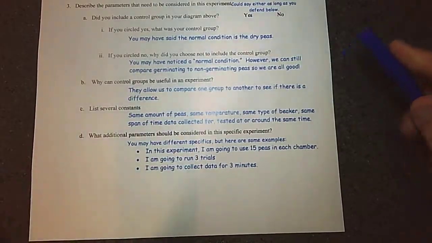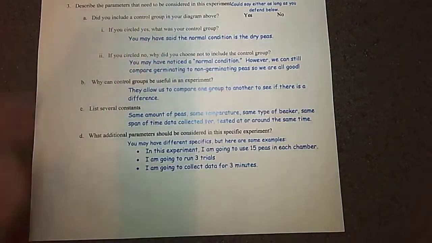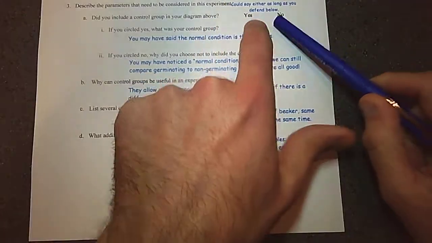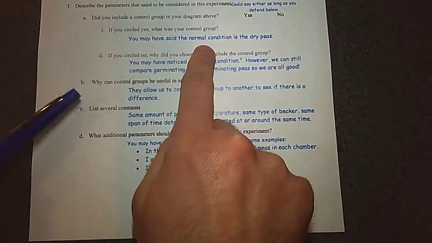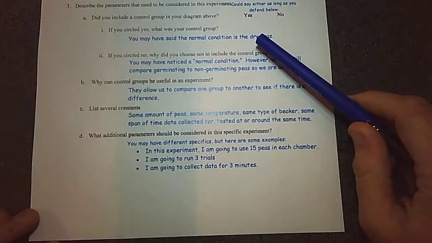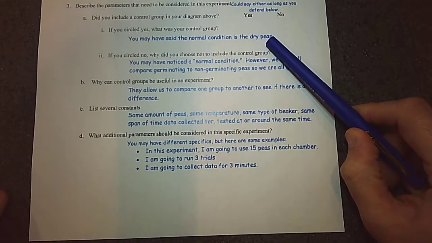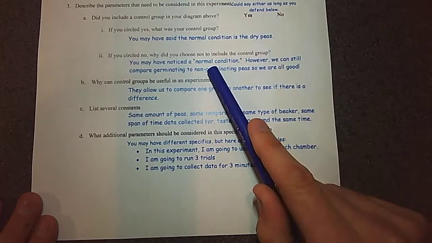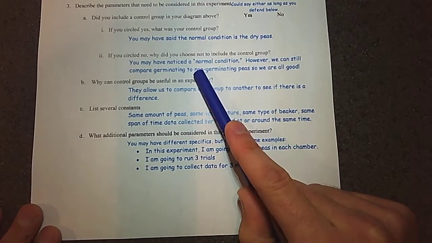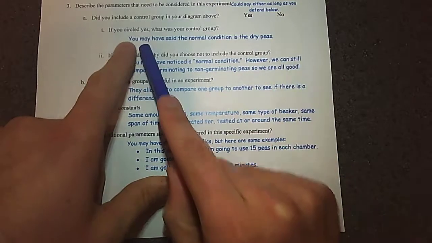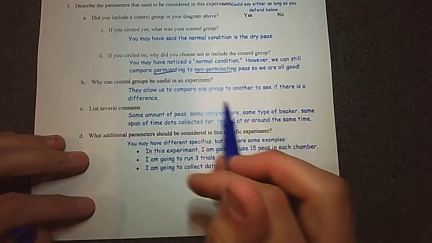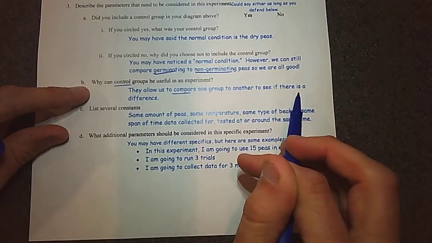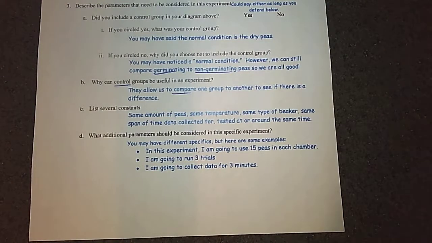All right, so in this case, did you include a control group in the diagram above? It could have been yes or no, right? As long as you defend your reasoning here. So if you circled yes, you may have said that you know what the normal condition is dry peas. That's our control group, all right? And I'm fine with that. Right? I'm guessing maybe a lot of you said that no, there's really not a control group because there's no like normal condition or no group that doesn't receive the treatment. However, we could still compare germinating to non-germinating peas, so we're good, right? Because the whole purpose of a control group is to compare one group to another to see if there's a difference.